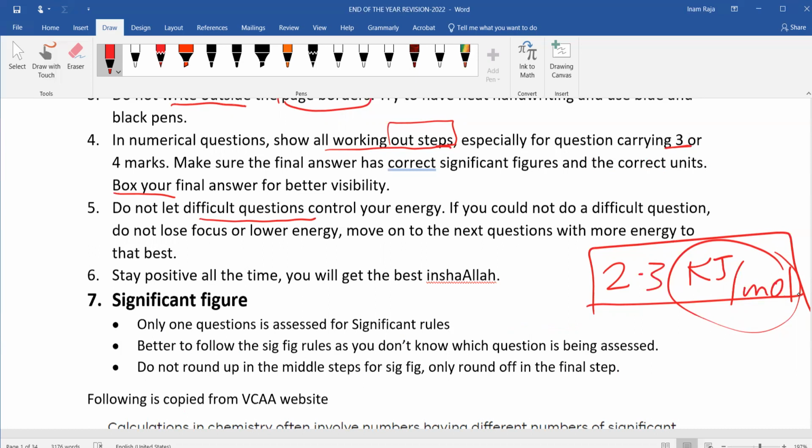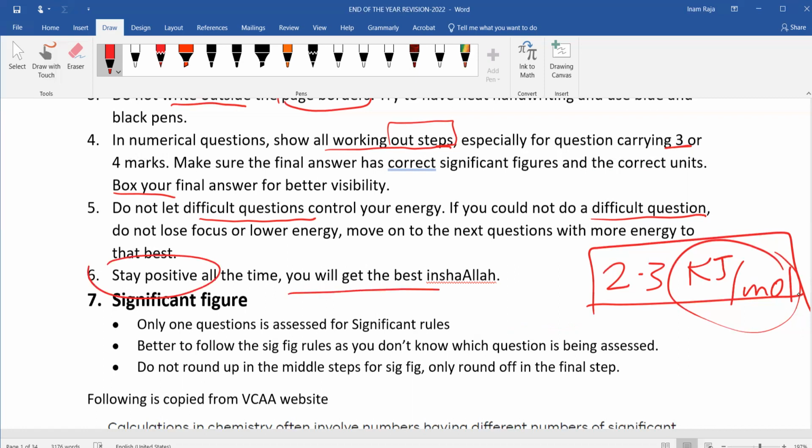All right. So if you can't do a difficult question, do not lose focus or have low energy. Do the next question with the same energy and the same focus as when you started the exam. You need to be at a higher vibration during all 2.5 hours. You don't want to feel low. You don't want to have low vibes or low energy during this time. Make sure the difficult questions don't control your emotions or your energy. Stay positive all the time, and you know that inshallah you'll do the best.